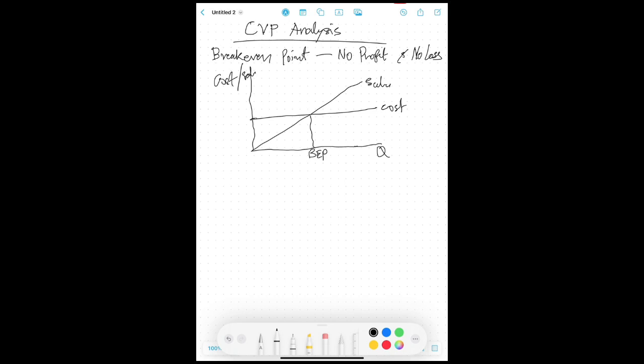At this point, from this first line, you can see that the cost line is higher than the sales line. So at this point, the person is making a loss. And here, the sales line is higher than the cost line, so you're making a profit. However, where both of them meet is your break-even point. So whatever quantity is produced at this break-even point is what you call your break-even quantity. It can be calculated in units and in value. So let's look at the application of CVP analysis.